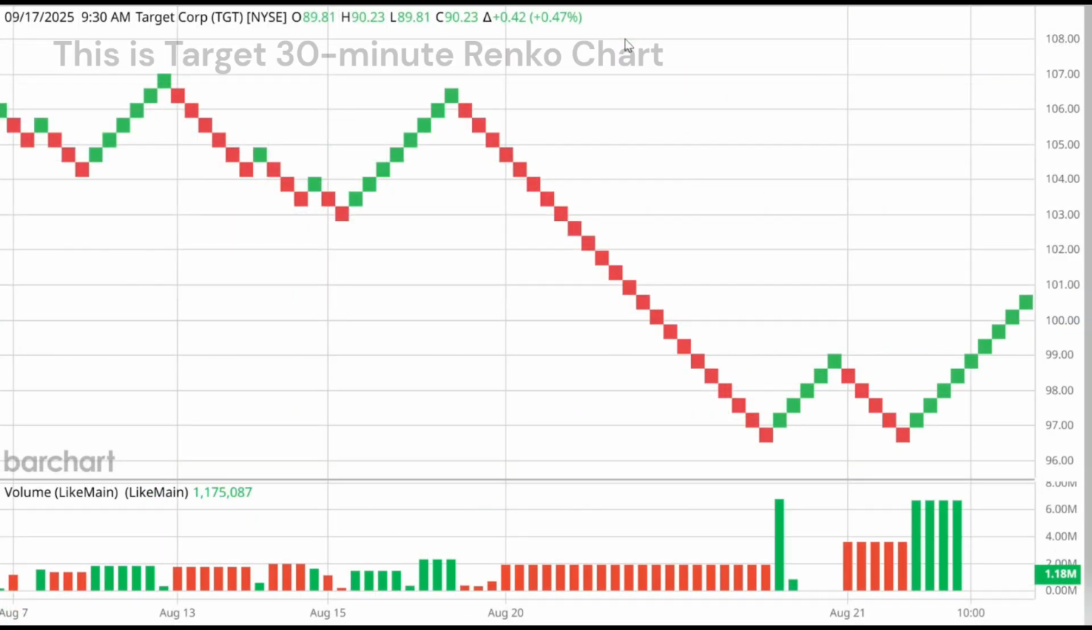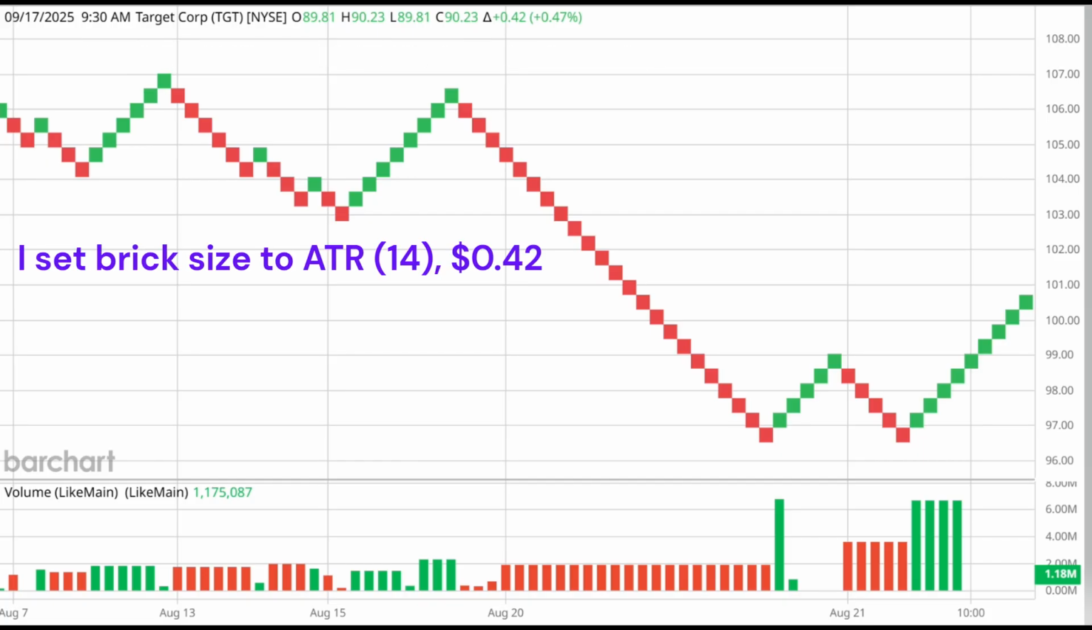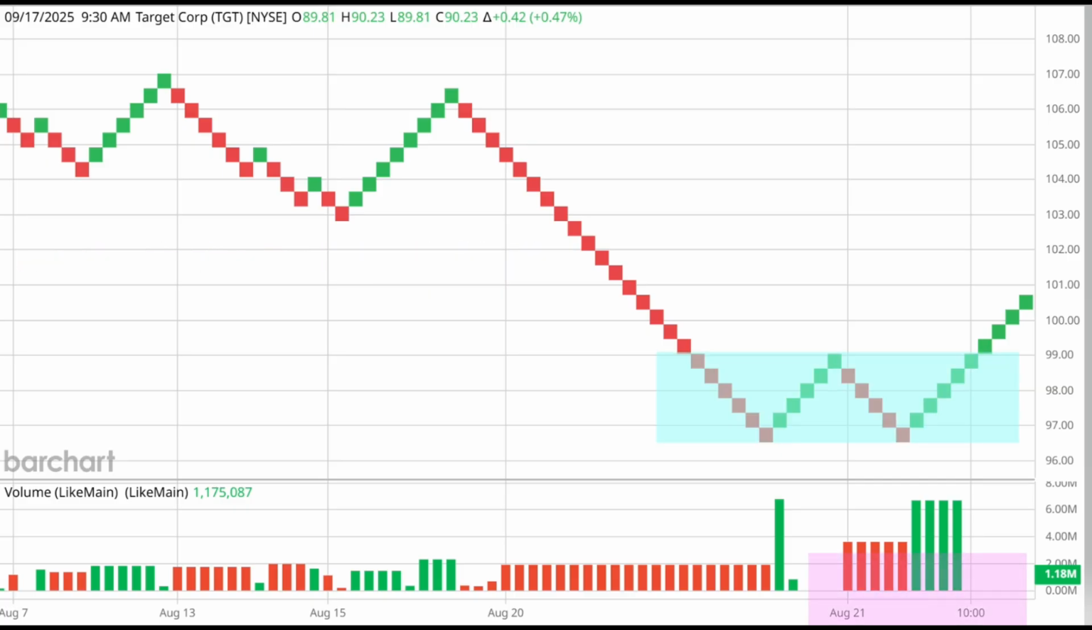Another common mistake is ignoring the bigger trend. Here's a target 30-minute Renko chart using ATR 14 brick size. On August 21st, it looks like a classic W double bottom pattern is forming. If you only focus here, you might think the breakout above the neckline around $99 is a strong buy signal.